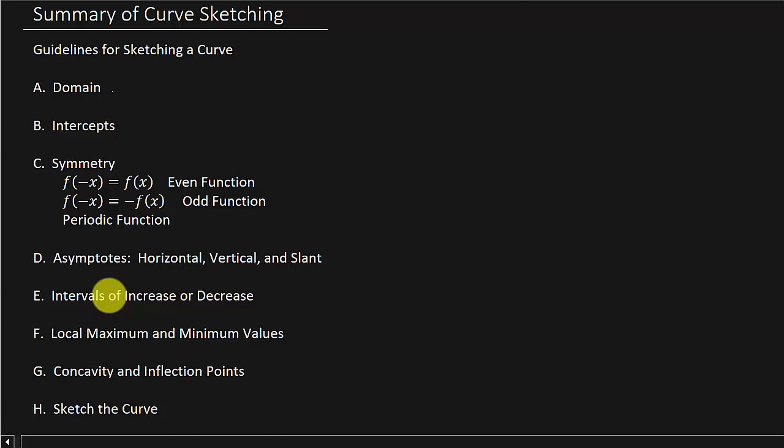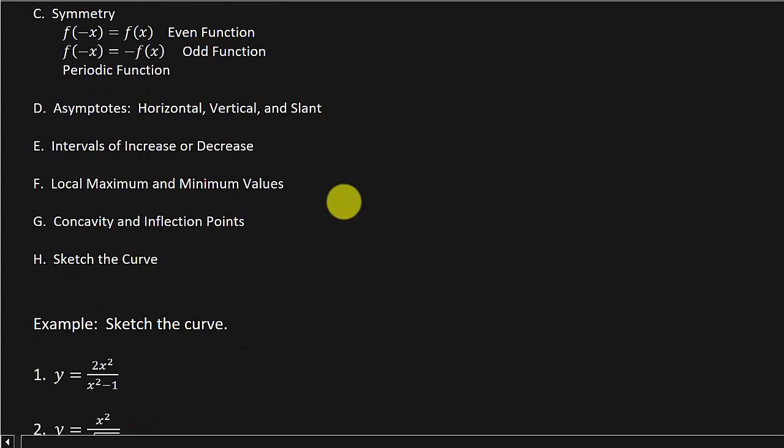Asymptotes, we want to find horizontal, vertical, and slant asymptotes. Slant asymptotes or oblique asymptotes. We have one where we do a slant asymptote. And then we want to find intervals where the function's increasing and decreasing, and any local maximum or minimum values. We want to see where it's concave up, concave down, and find any inflection points. And then we'll use all this information to sketch the graph. So let's go ahead and get started.